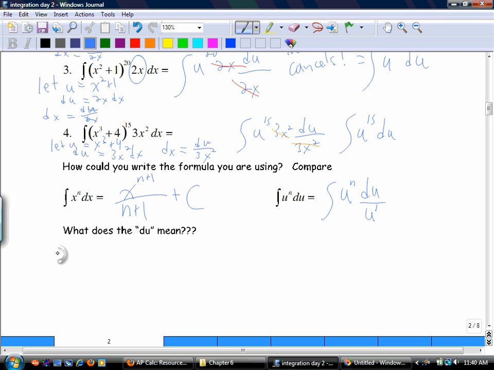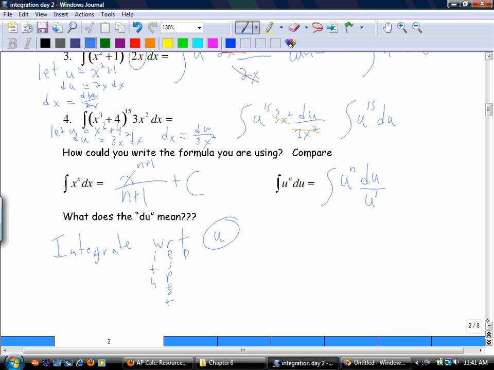Well, the du means that if it's in an integral sign, I'm going to integrate with respect to u. Du, just like dx, means, when you're doing d over dx, it says differentiate with respect to x. This time, integrate with respect to u. Okay? Integrate with respect to u. So I need everything in terms of u.